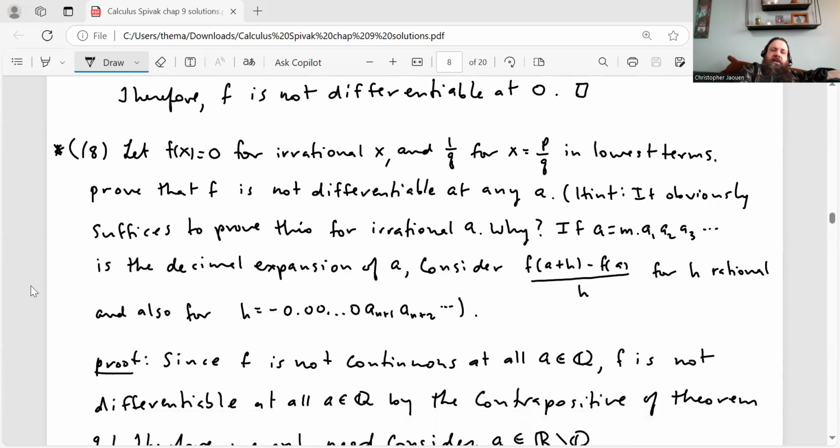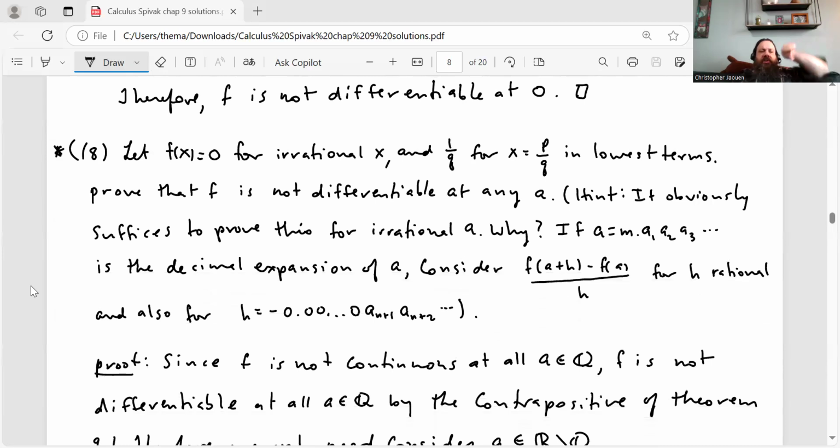All right, question number 18. Spivak puts a star next to this problem. I forget if that means that he's going to use this problem later on in the book, or if it means that it's considered a more difficult problem, but let's go through it anyway. So this is question 18.